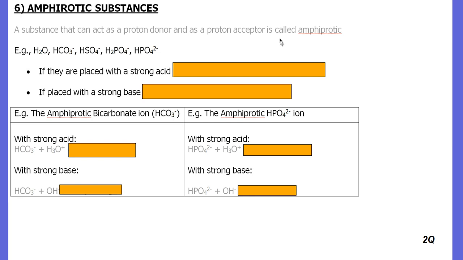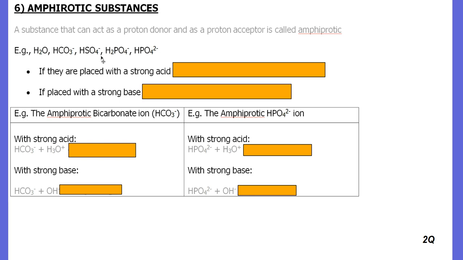And some common examples are water. Water can actually accept and donate protons. The bicarbonate ion can accept and donate protons, same as the hydrogen sulfate ion, dihydrogen phosphate, and hydrogen phosphate. We've seen them in our buffer example. So they don't always donate and accept. They don't donate and accept in every single situation, but they donate and accept in certain situations.